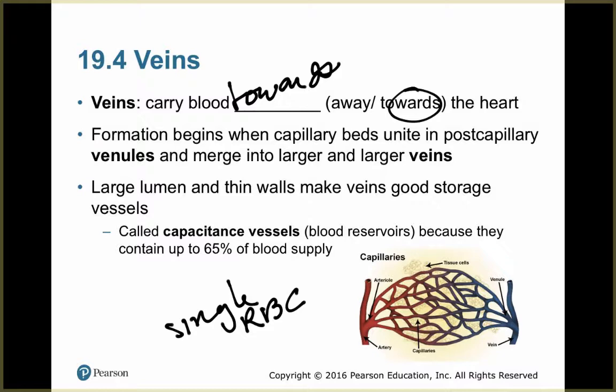So basically it starts in venules, which are the small ones that we talked about that come out of the capillaries, and then it gets larger and larger and larger and merges into large veins, right? So the bigger they are, basically the closer to the heart you get. They're going to have large lumens and very thin walls, which make veins very good as a storage vessel, right? And so they have the ability to act as a blood reserve because they contain about 65% of all the blood supply.